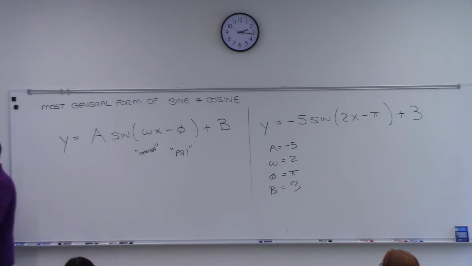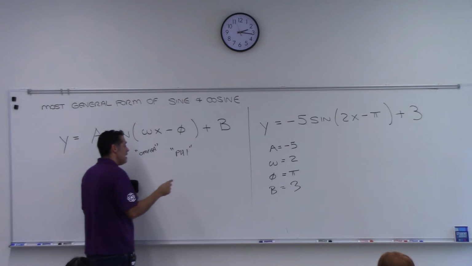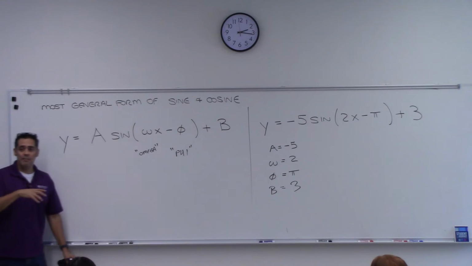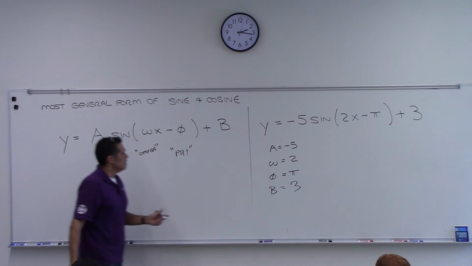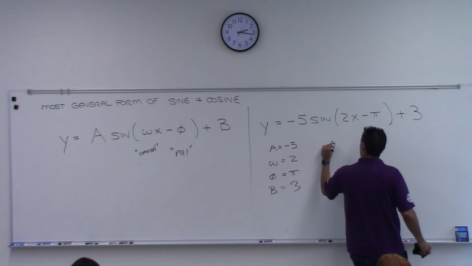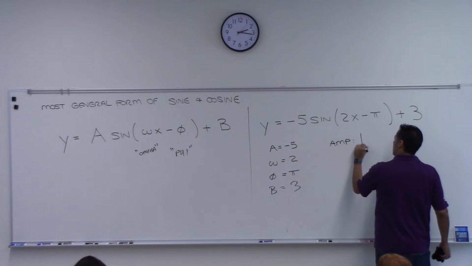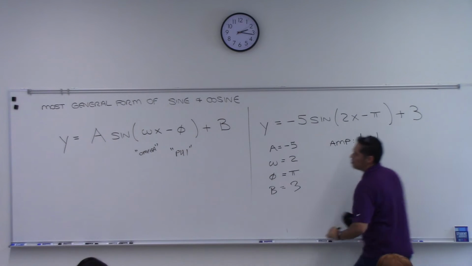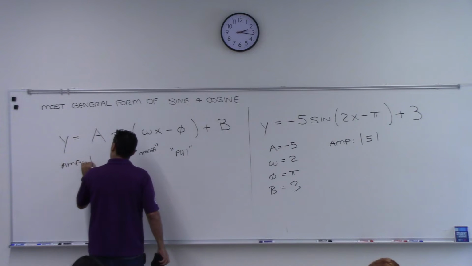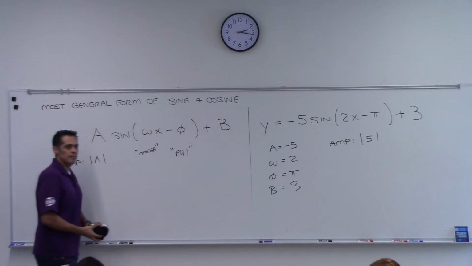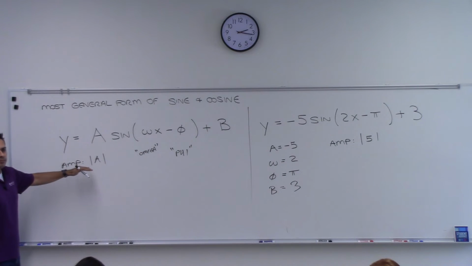So why is this useful? Because if you can identify A, omega, phi, and B, then you can calculate pretty much everything you need in terms of the things that happen to the graph. The amplitude of this will be the absolute value of A. That's what we can get.